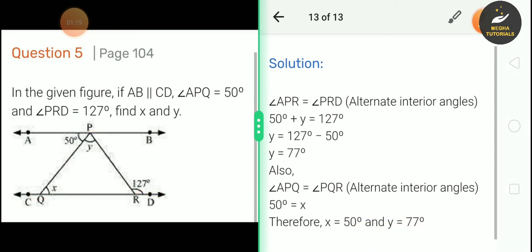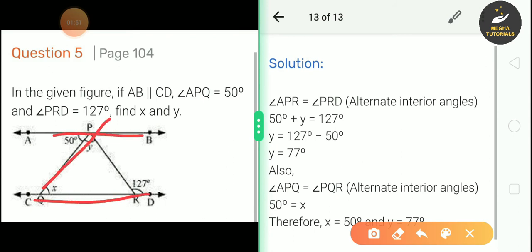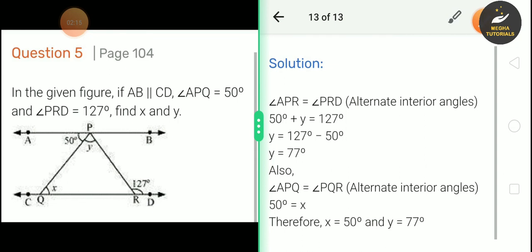Now check the diagram. Now we need x. Now consider AB parallel to CD and PQ is transversal. Therefore you can see that angle APQ and angle PQR are alternate opposite angles, therefore they are equal. APQ is 50 degrees and PQR is x, therefore we get x is equal to 50 degrees. Therefore finally we can write angle x is equal to 50 degrees and angle y is equal to 77 degrees. So this is your final solution.